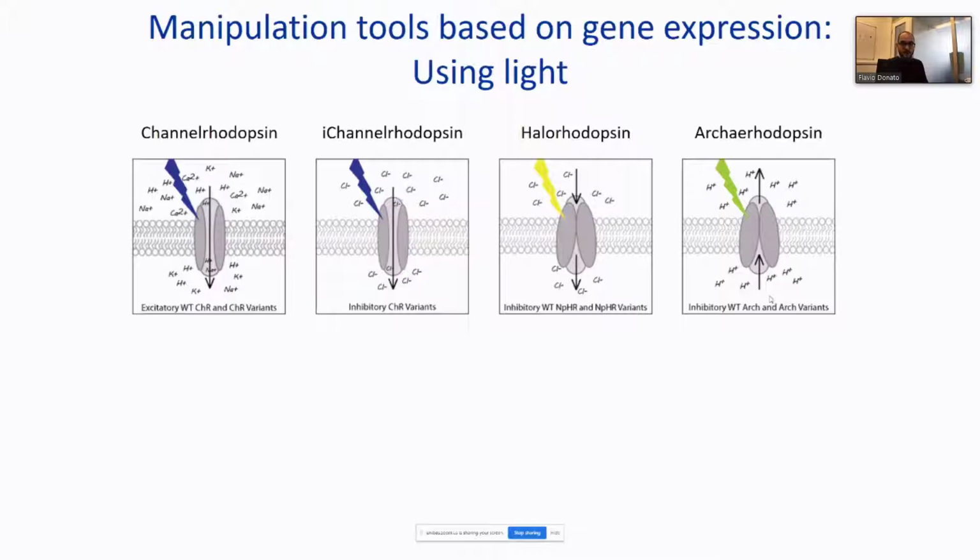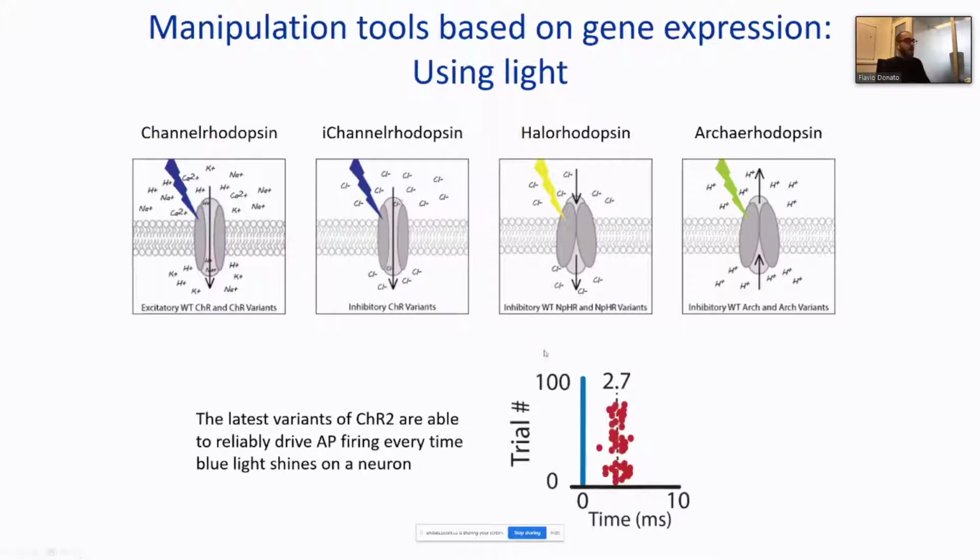These proteins have been engineered in a way that they are now quite reliable in being able to induce activity of neurons with a very short temporal delay. This is a neuron that I recorded during my postdoc. You give a stimulus of light at time zero, and you see that with a latency of more or less 2.7 milliseconds, for different trials, you get a response from the neuron, which is a spike from the neuron that expresses channelrhodopsin.